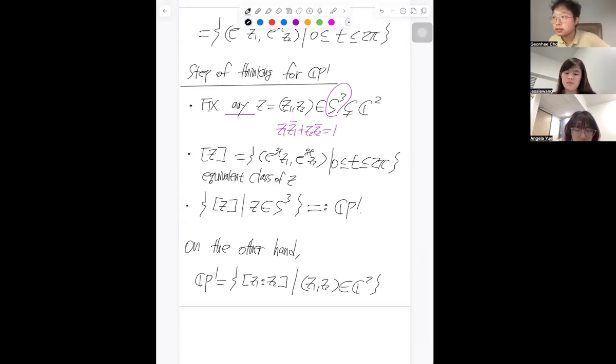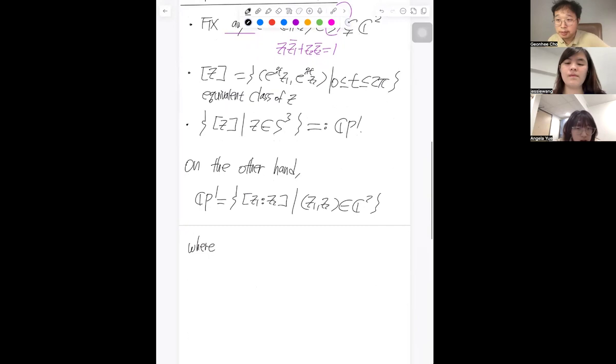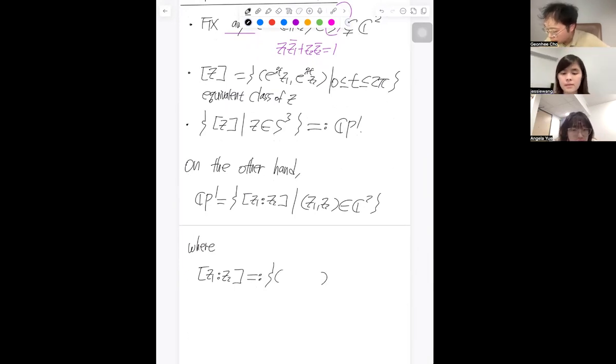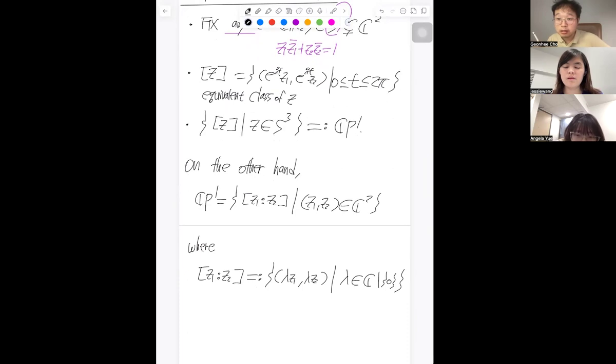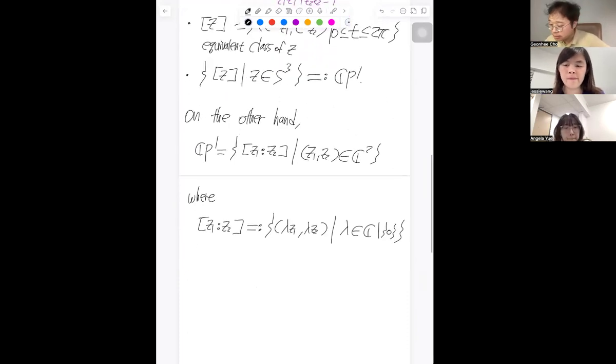Sorry, what does the notation with the brackets mean exactly? Is that like an equivalence class? It's the same equivalence class, but let me clarify. So you're asking this, yes. So this is defined as a collection of the pair lambda z1 comma lambda z2. Here lambda is any non-zero complex number. It describes the set consisting of lambda z1 with lambda z2, where lambda is any non-zero complex number.